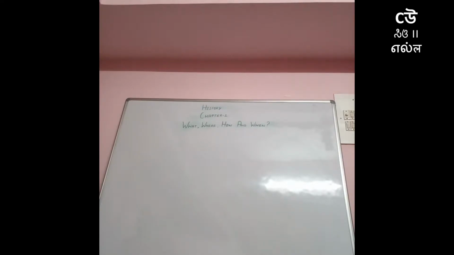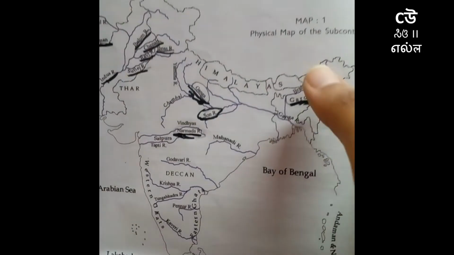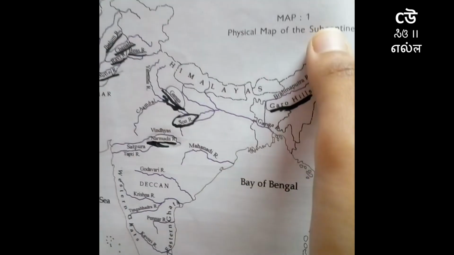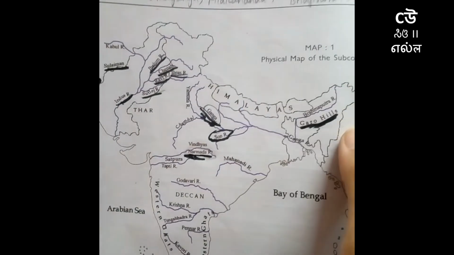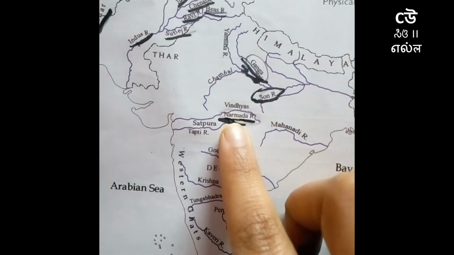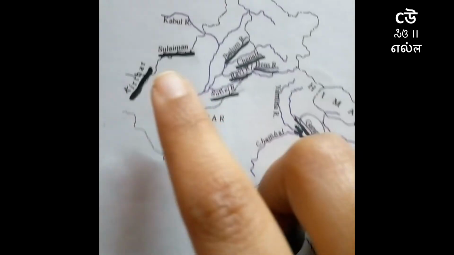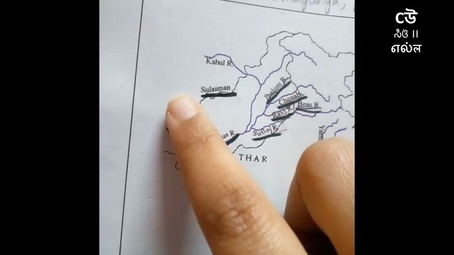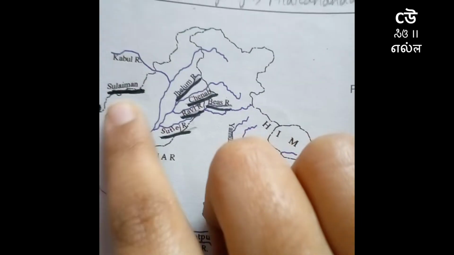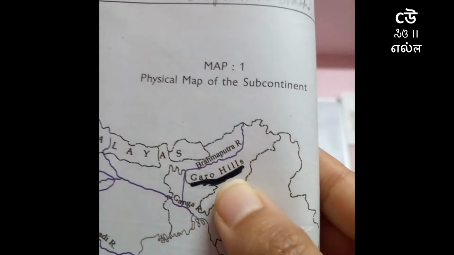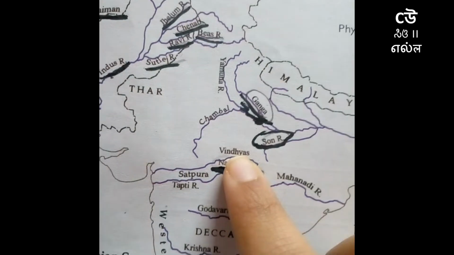Now let us locate those places in the map. So this is the physical map of the subcontinent. The first place is River Narmada. Next is Sulaiman and Kirtar Hills region. After that, Garo Hills. Next is the region of Vindhyas.